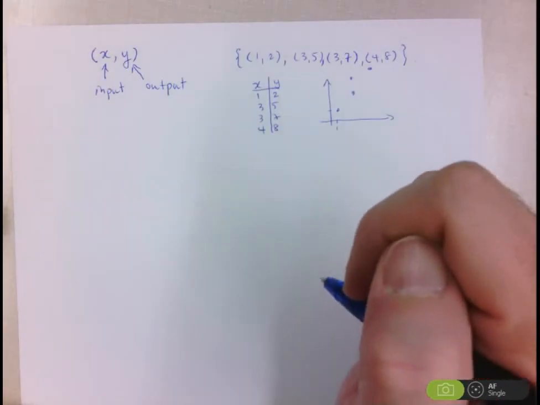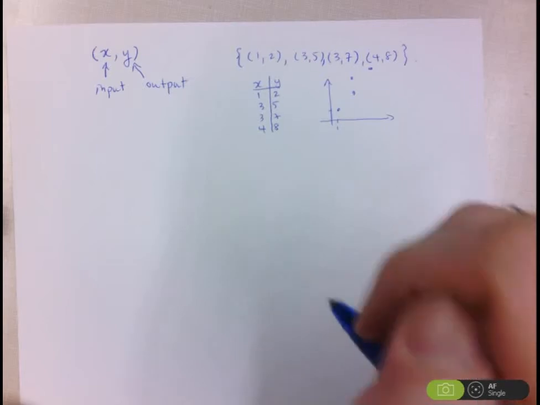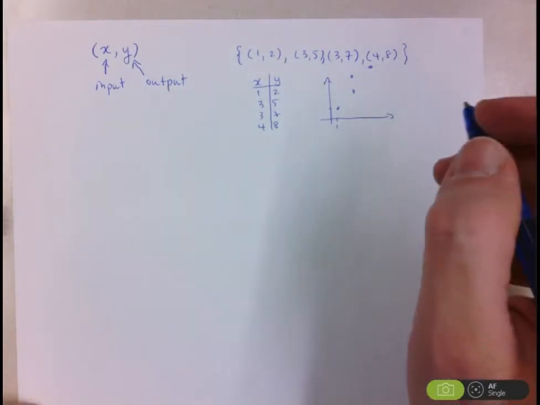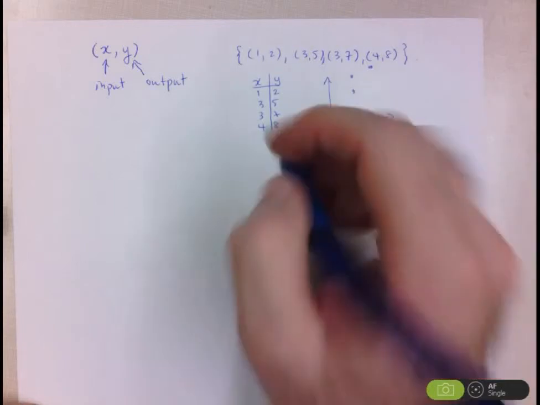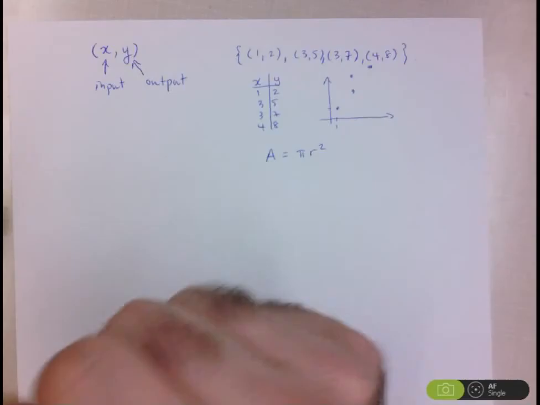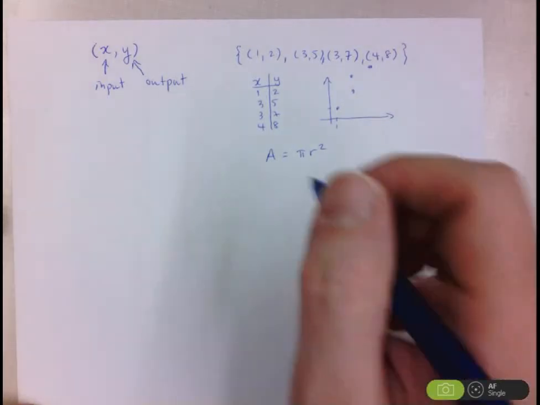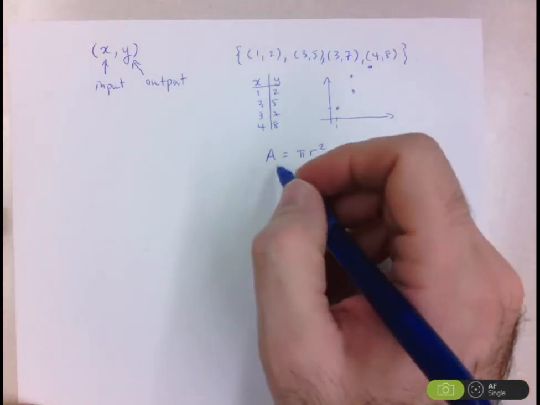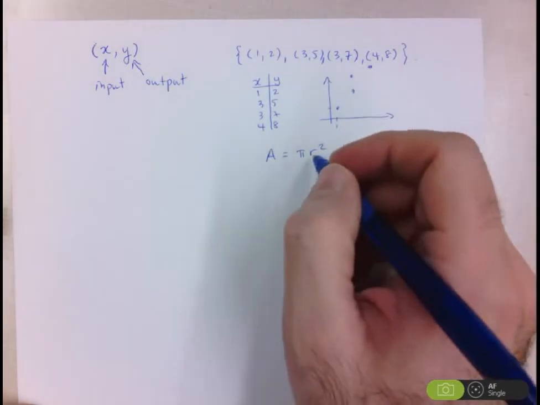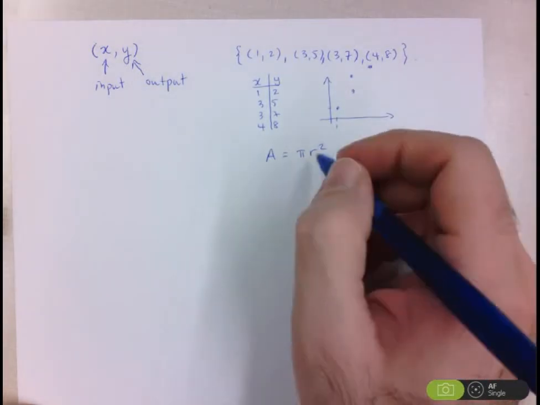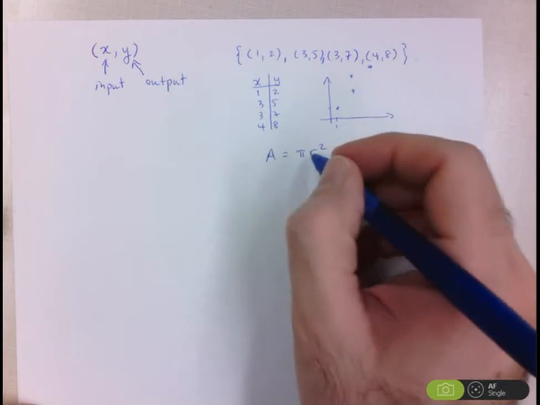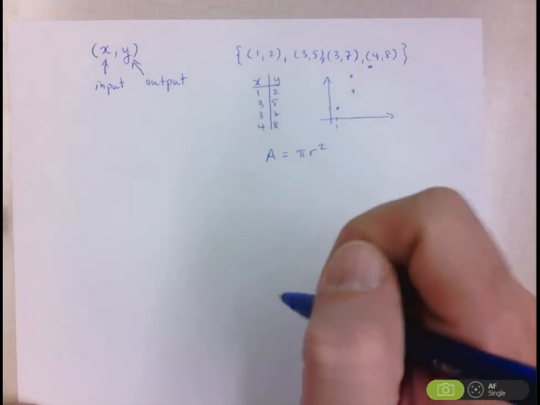Another way to represent a relationship between two variables is to use a formula or an equation. So let's say I want to relate the radius of a circle and its area. Area equals pi times radius squared. If I want to get individual ordered pairs for this relationship between radius and area, I would pick a number for my independent variable, my input r, say 2, and then from there I would use the equation to determine the output of this relation.